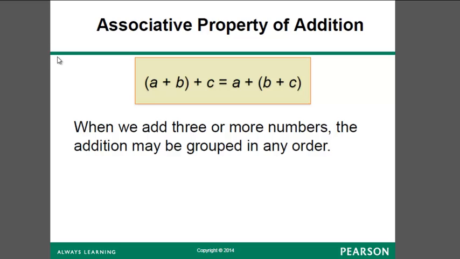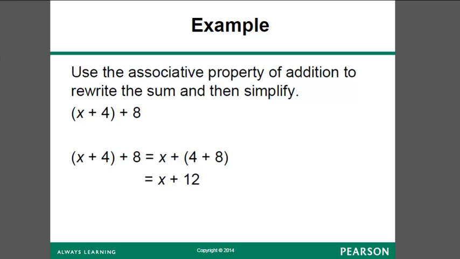So let's look at a couple of examples. Use the associative property of addition to rewrite the sum, and then simplify. Simplify means to solve it or break it down as much as we can. Here I have x plus 4 in parentheses plus 8. Well, I can't do anything with this x plus 4 because I don't know what x is. But I've got this plus 8 sitting out here. So I want to rewrite that as x plus, and then put the 4 plus 8 in parentheses together.